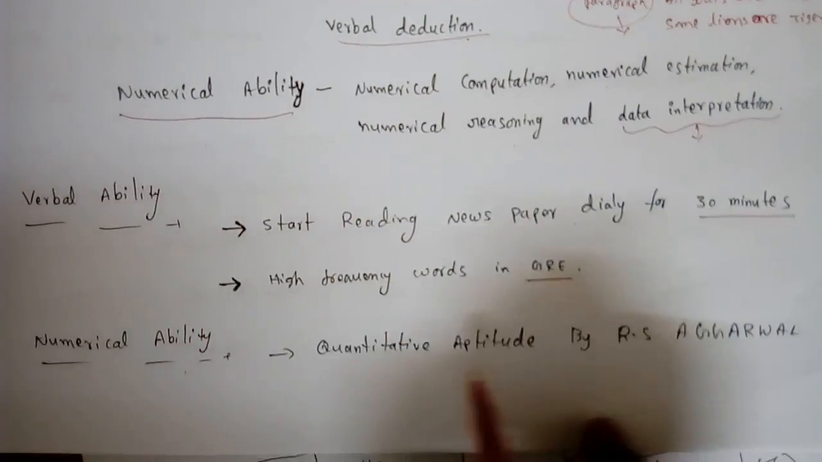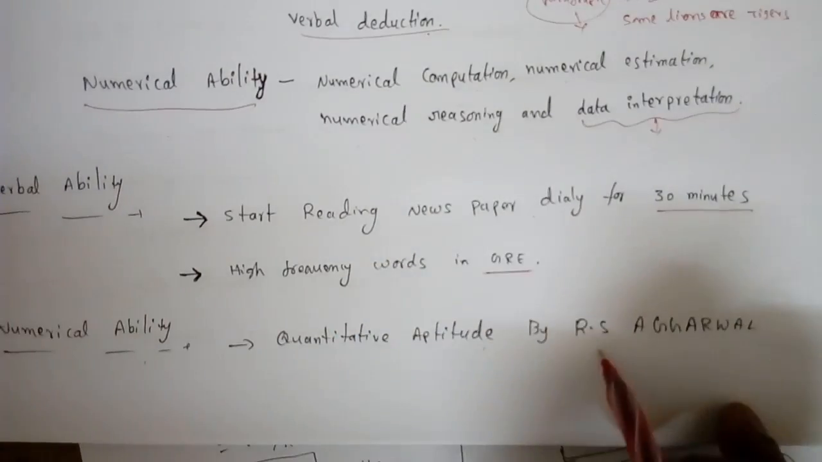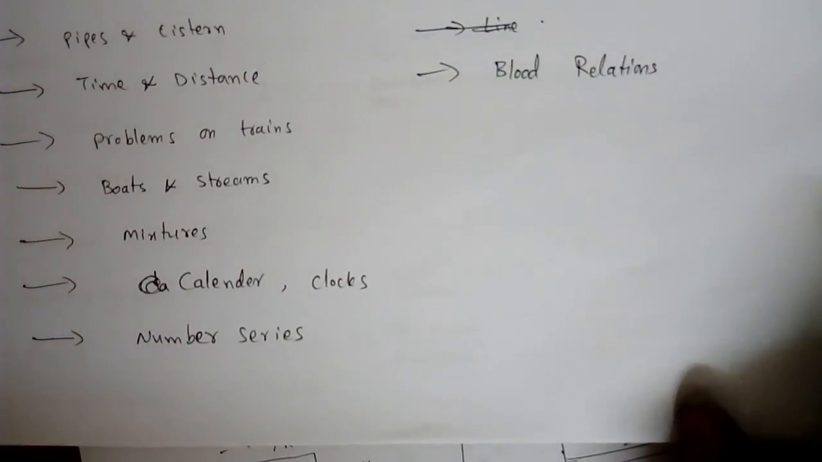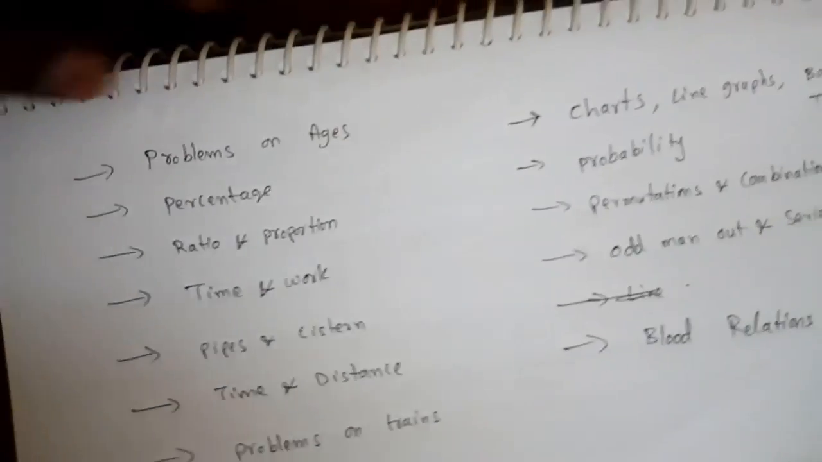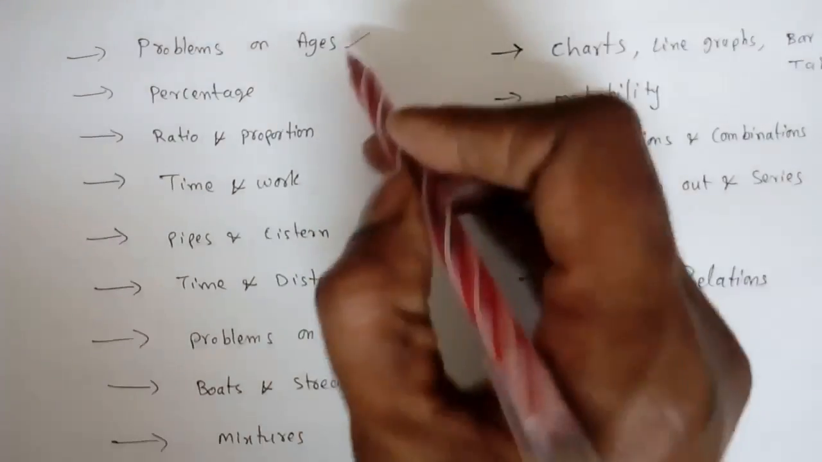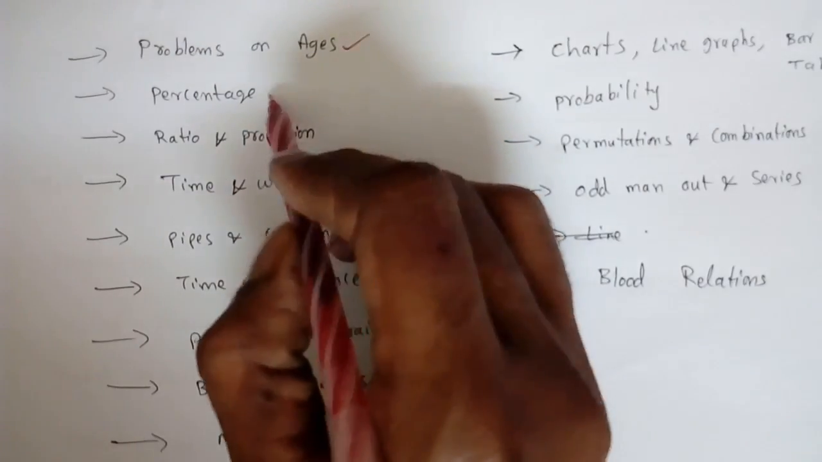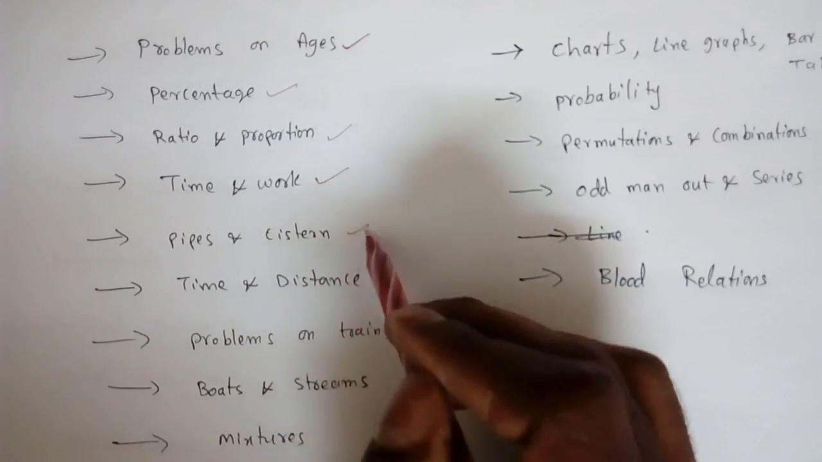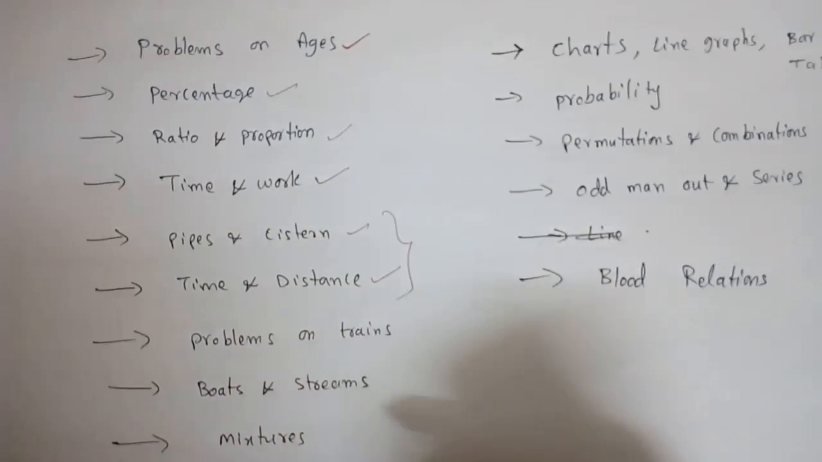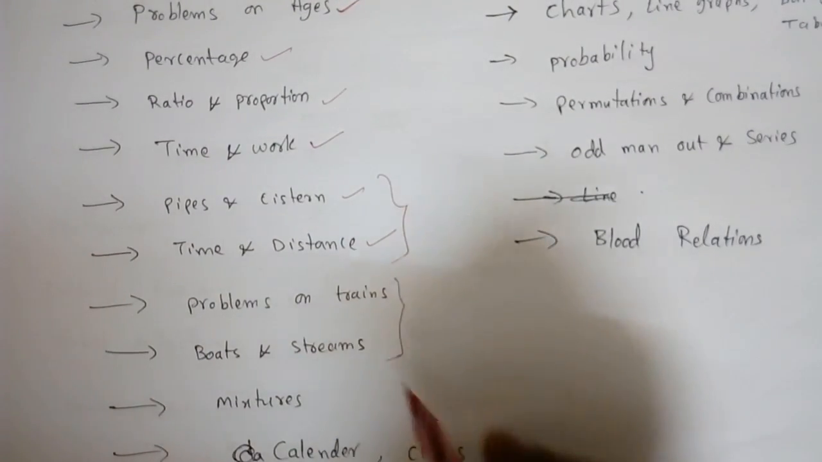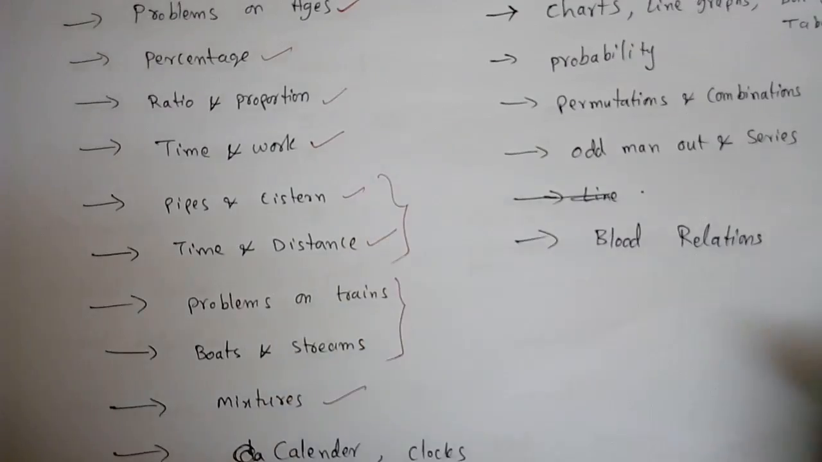For numerical ability, the one book is Quantitative Aptitude by R.S. Agarwal. Now what concepts do we need to learn? So many concepts are there, but I have taken the most frequent ones. There are ages problems, which we get most frequently, then percentages, ratio and proportion. Time and work comes rarely, but there is a 90% chance. Pipes and cisterns, and time and distance, we get frequently. Then problems on trains, boats and streams, then mixtures.